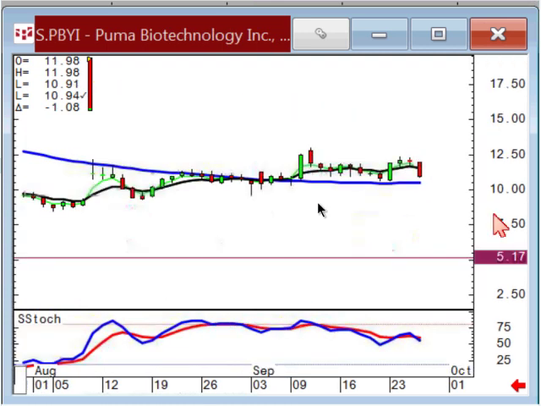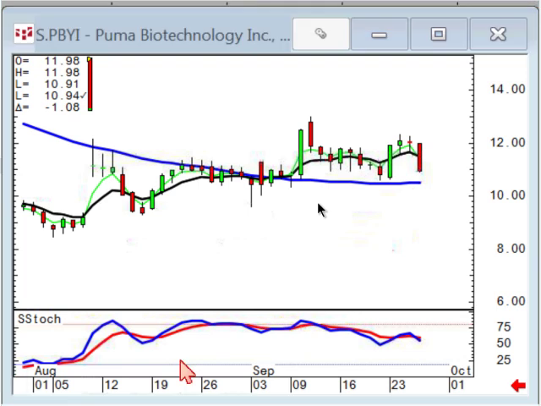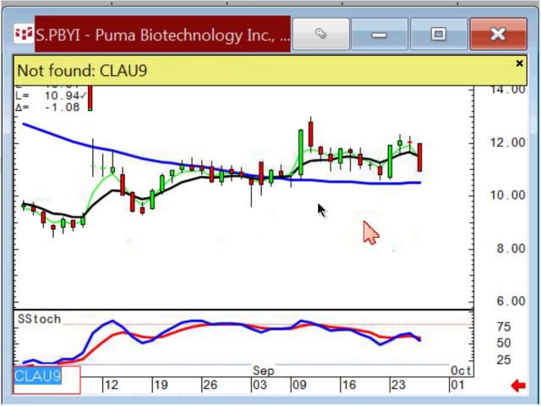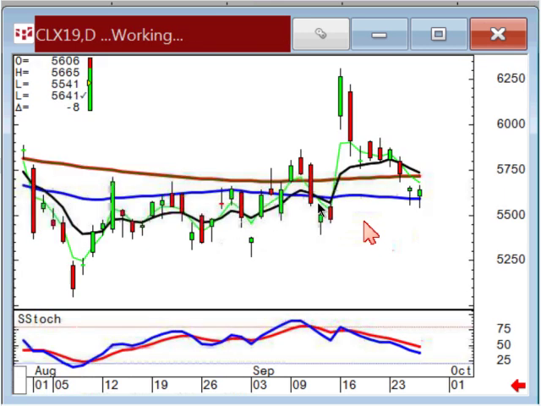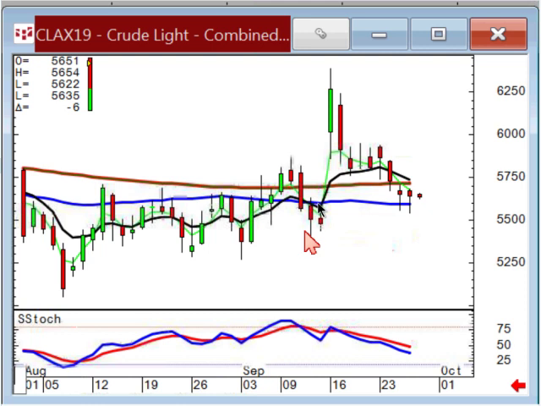Crude oil. Let's see. This one, no. LAX. Crude oil is stuck right here in this range. Another one that if I was short, you could stay short, but you can see how it's starting to find support here at the 50.